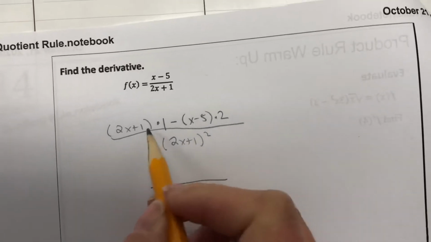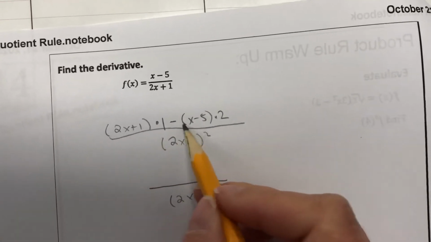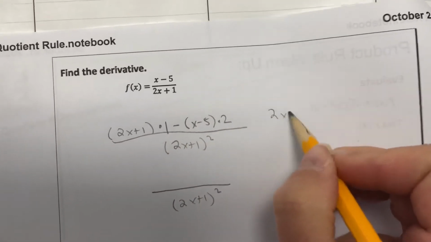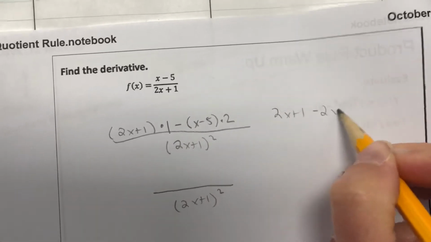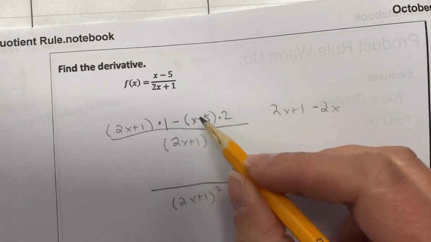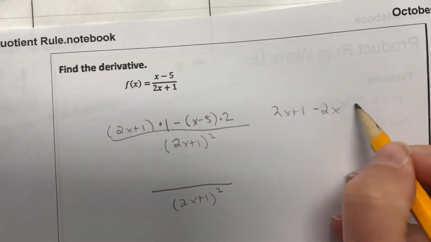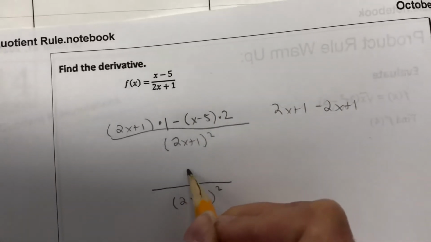But you should simplify the top. So 2x plus 1. Do you see how this is going to be minus 2x, and then this negative, and 2 will distribute to that and make it plus 10? So this ends up just being 11.